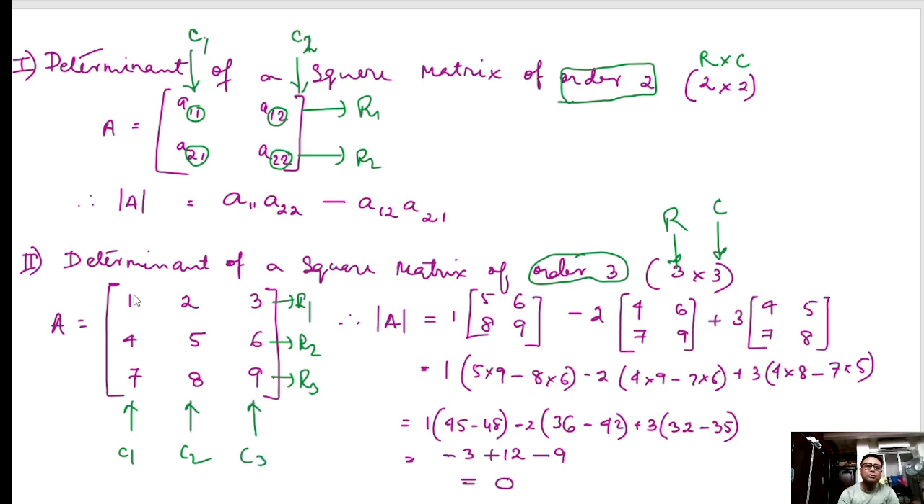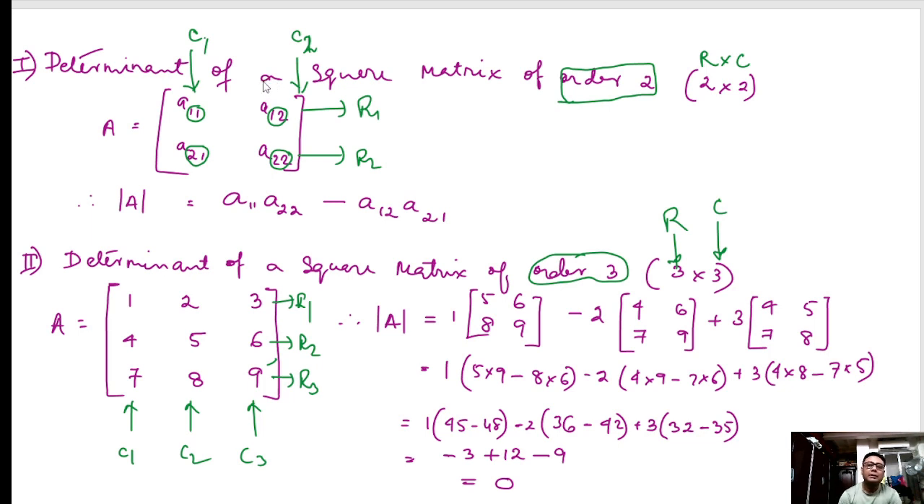So this is the first row, first column; first row, second column; first row, third column; second row, first column; second row, second column; second row, third column. This is the third row, first column; third row, second column; third row, third column. As you do not have more than 3 by 3 here, let's get started to find the value of a determinant.